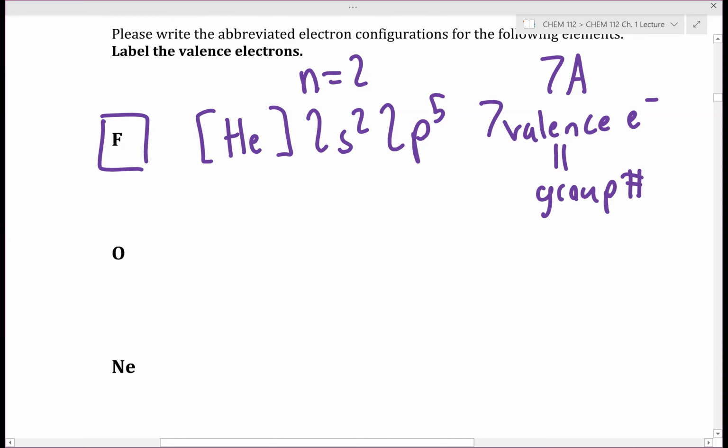And this is a copy of the periodic table. Any questions?